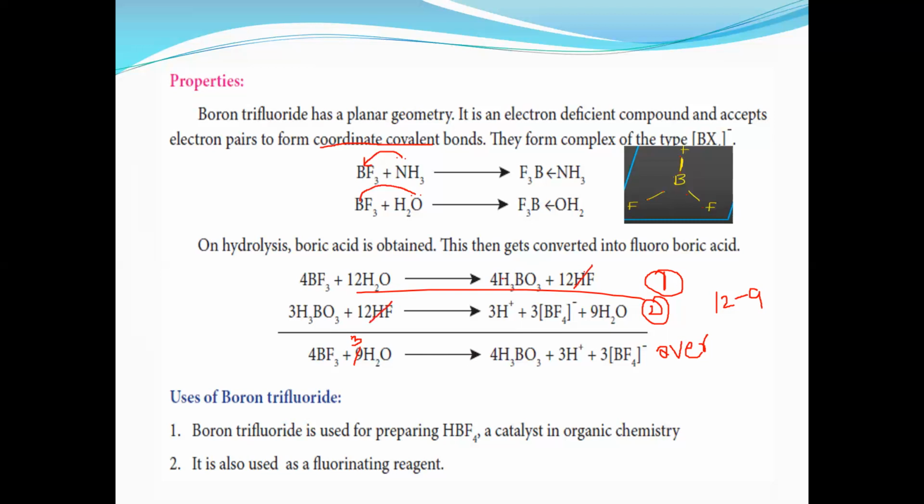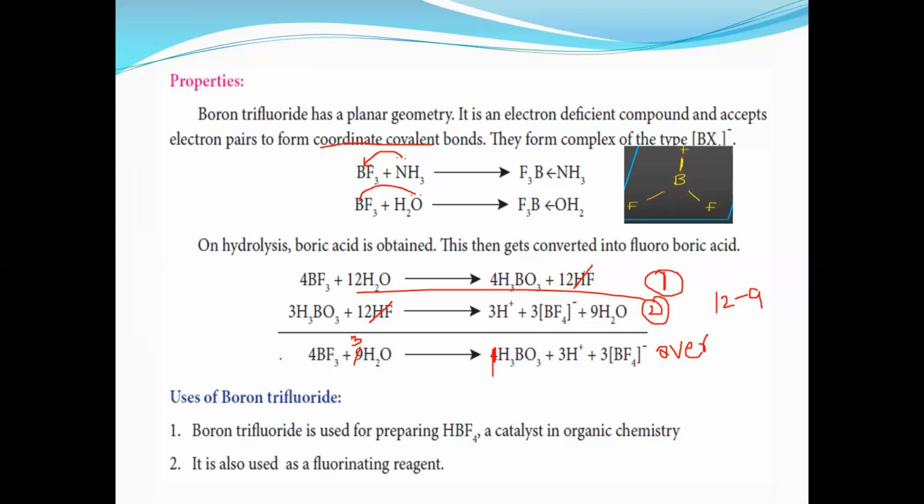So next, here 4 H3BO3 is there, and here 3 H3BO3 is there. So 4 minus 3 we are getting 1, not 4. So 1 H3BO3 plus 3 protons we need to write here, and then 3 BF4. So this is the overall reaction. So overall equation of hydrolysis method.